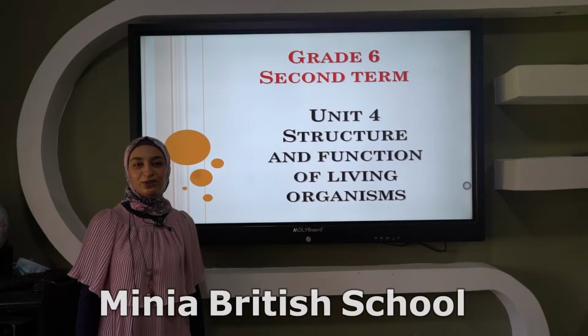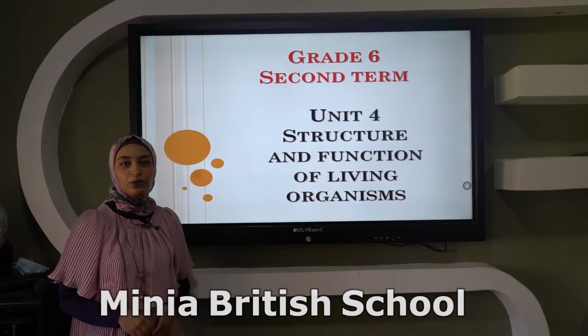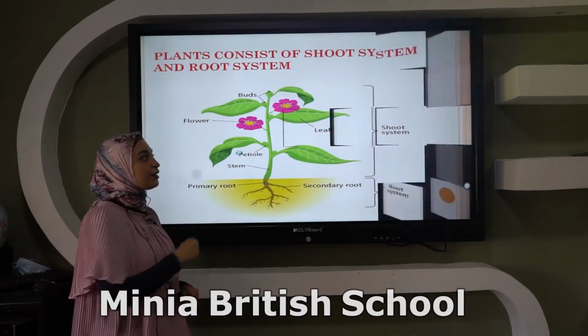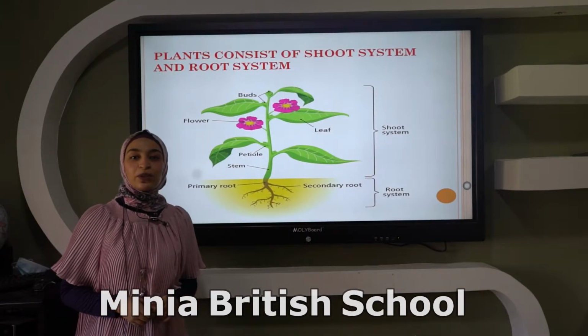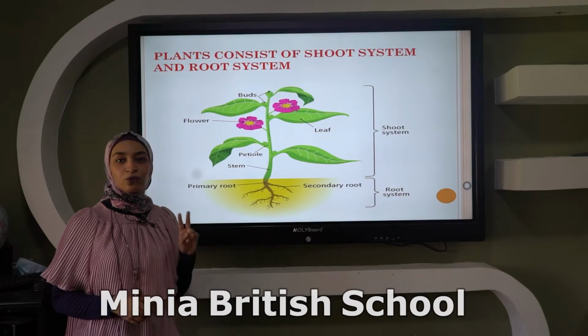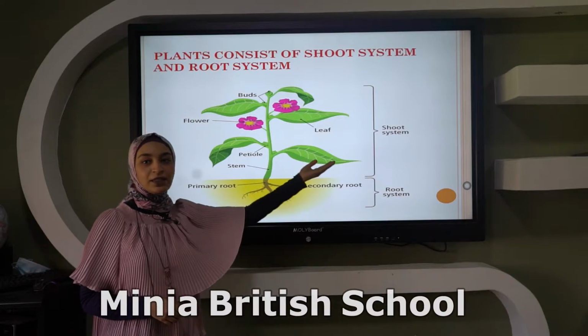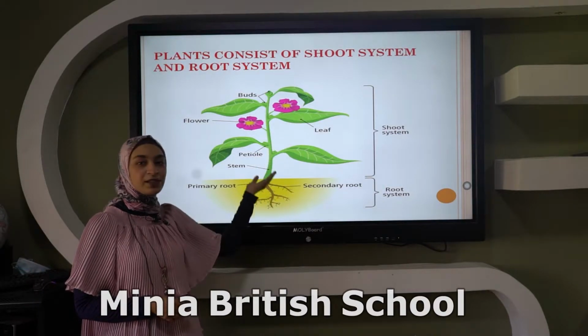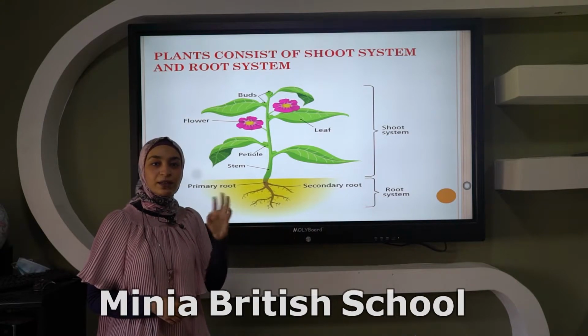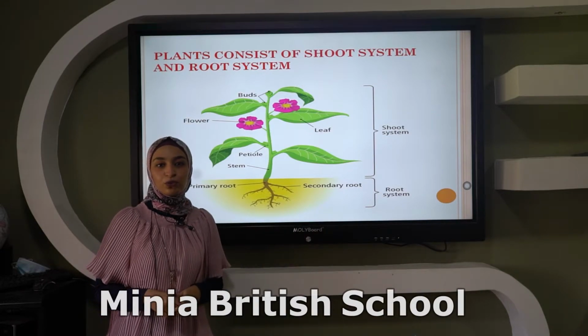Today we are going to talk about unit 4, which talks about the function and structure of living organisms, actually about the green plants. Let's see. First, before we talk about the function, we have to know the structure. Any plant consists of two main parts: the shoot system, which contains leaves and stem, and the root system, which contains only roots and something extending from them called root hairs.